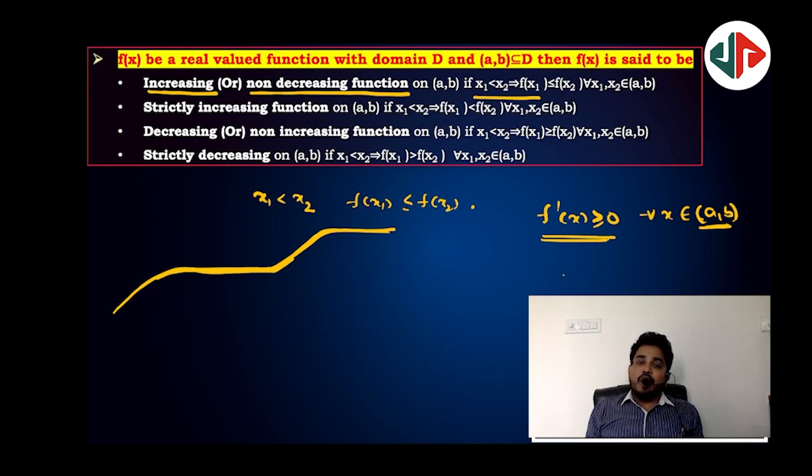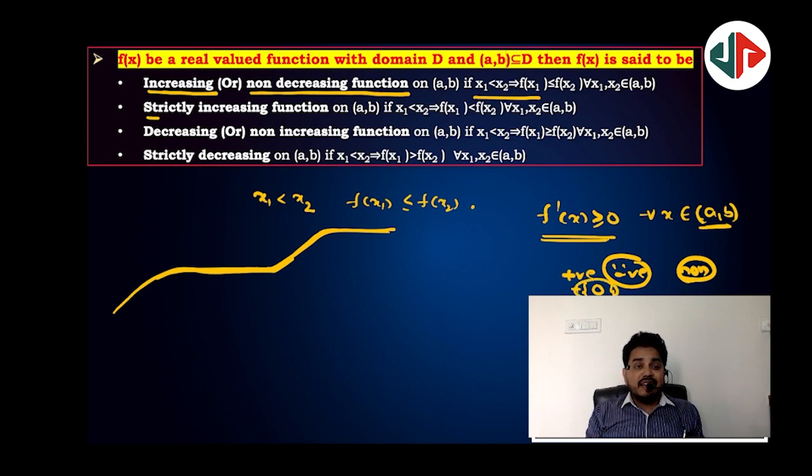Like positive numbers and negative numbers, non-negative numbers. Non-negative numbers means what happened? Positive numbers plus 0. Non-positive numbers means negative numbers with 0. Similarly.